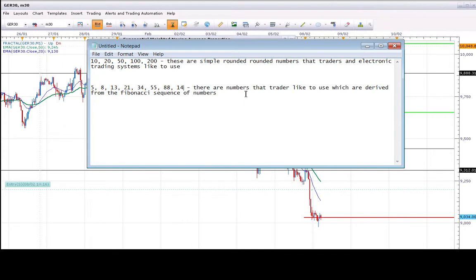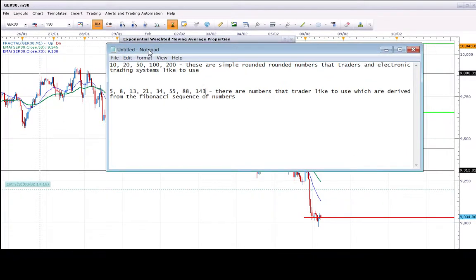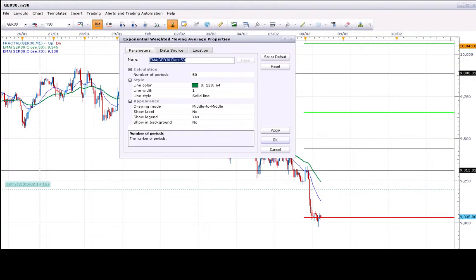You might need to go and view a tutorial or something if you're not sure of how to apply your moving average to your charting platform yourself. But once you've figured that out, the rest of it should be pretty straightforward. Okay, 143 was the next one in the number. I don't know why it took me so long to work that out. I'm normally pretty good with numbers.